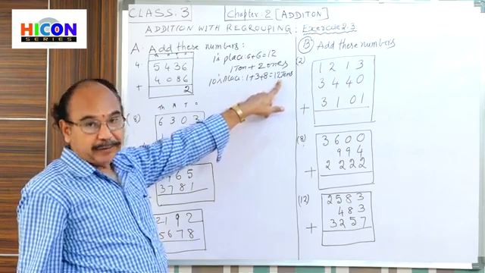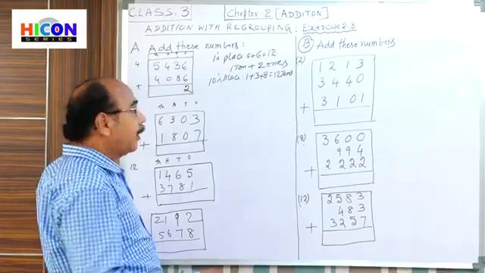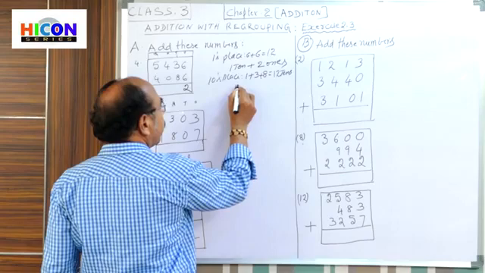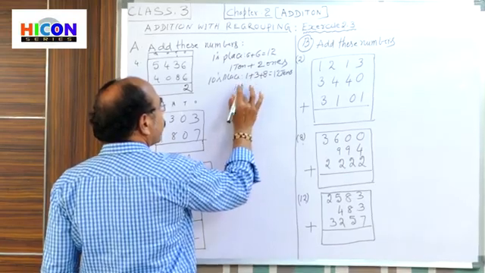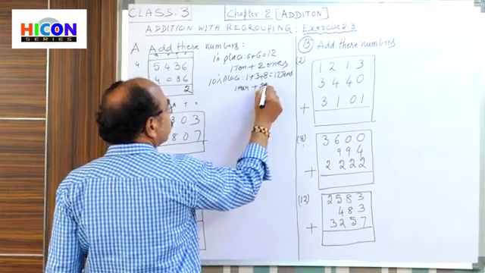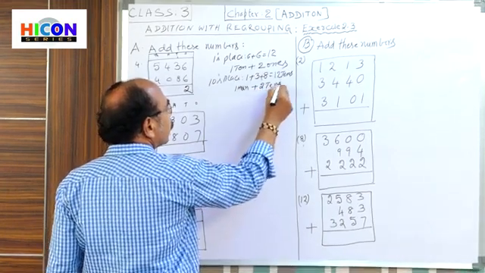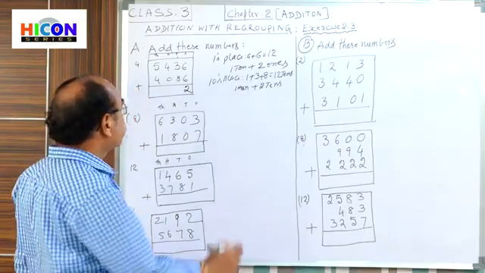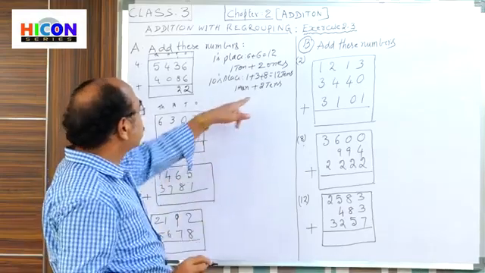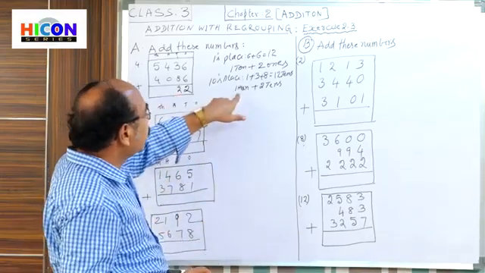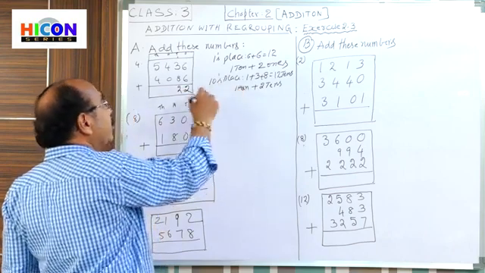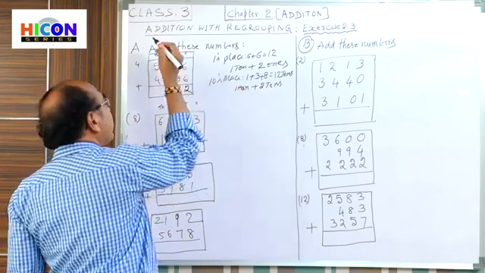10 tens make 100. That's why 100 plus 2 tens. That's why we write here 2 tens. And here 100 is there now. That 100 should be carried to the hundreds place. Here 1.